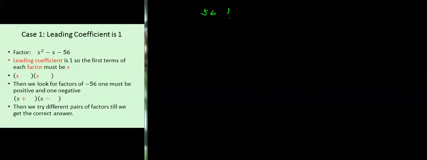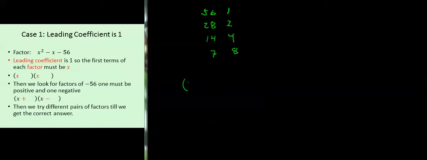56 and 1. If I double 1, I get 2. So I doubled that, means I cut this in half, 28. I double 2, I get 4. Cut this in half, I get 14. Double this, I get 8. Cut this in half, I get 7. All my pairs of factors are laid out here.